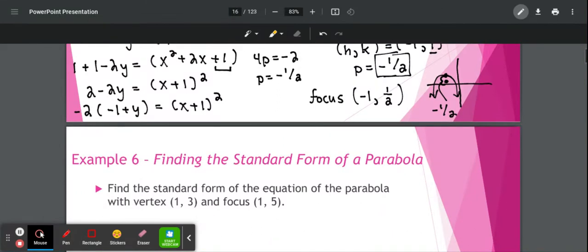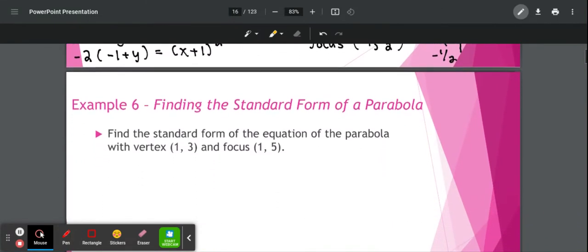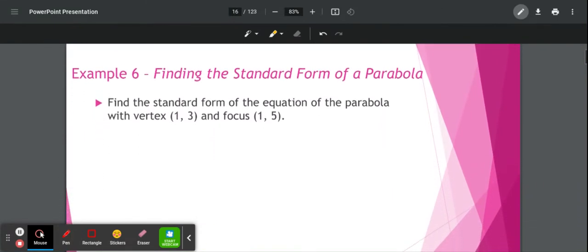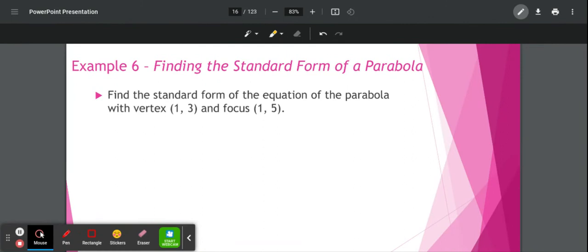All right, for example 6, we're going to write standard form of the equation of a parabola with the vertex 1, 3 and the focus 1, 5. So again, it might help visually to draw this. So 1, 2, 3, 4, 5. If we have the vertex at 1, 3 and the focus at 1, 5, we know our parabola has to go through the vertex and open around the focus.